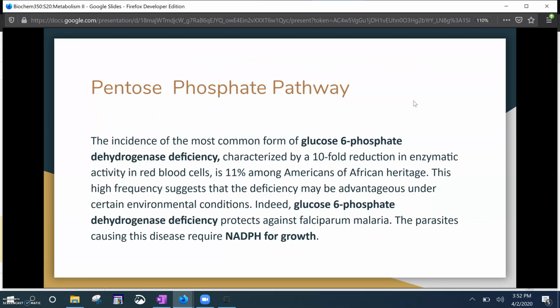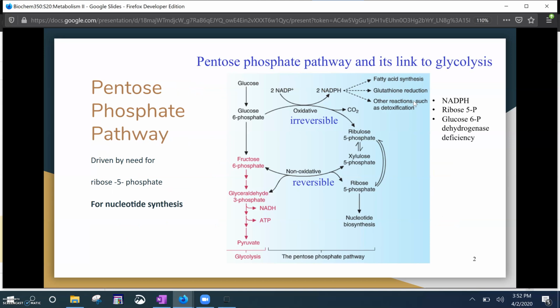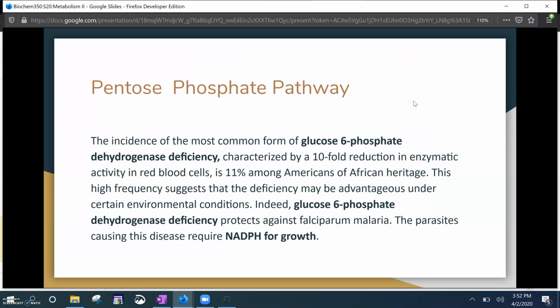The most common form of glucose 6-phosphate dehydrogenase deficiency is a 10-fold reduction in this enzymatic activity, and this is the enzyme in here. We're not going to go into the enzymes too much for this one. It's a glucose 6-phosphate dehydrogenase, which takes the glucose over to the ribulose 5-phosphate. And the deficiency is characterized by a 10-fold reduction in enzymatic activity in red blood cells.